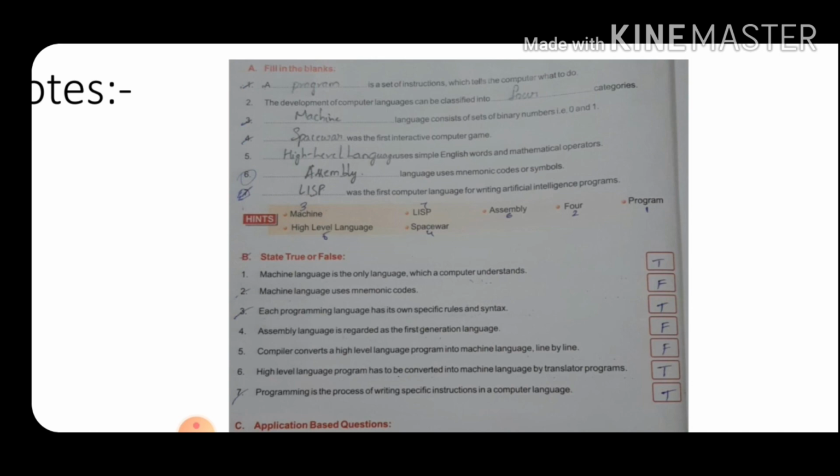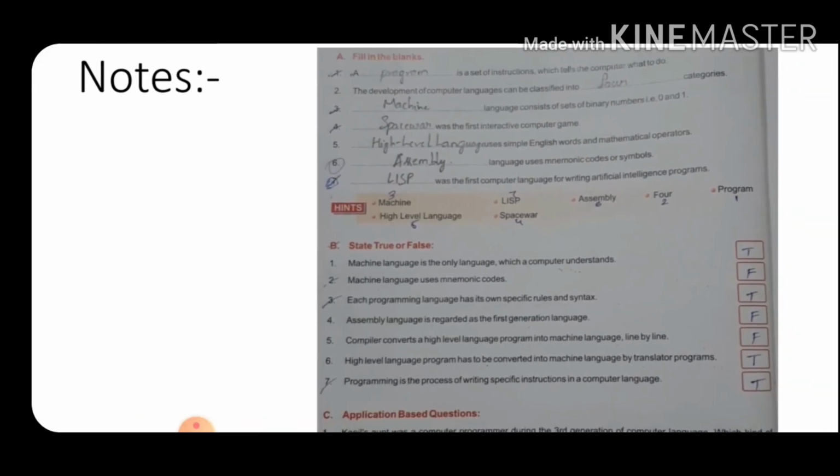Dash was the first computer language for writing artificial intelligence programs. That is LISP, the locator identifier separation protocol. Yes, make sure that you complete the notes which were given.